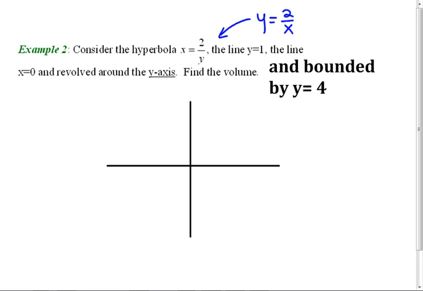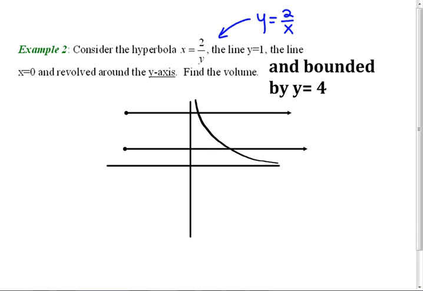And I'm going to graph y equals 2 over x, which looks like this. And it's bounded by the line y equals 1. Y equals 1 is here. And y equals 4 is up here. Is it easy to misread those? And the line x equals 0. Well, that's this line right there.